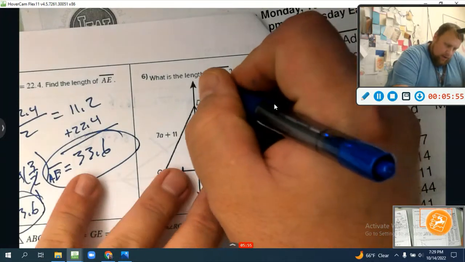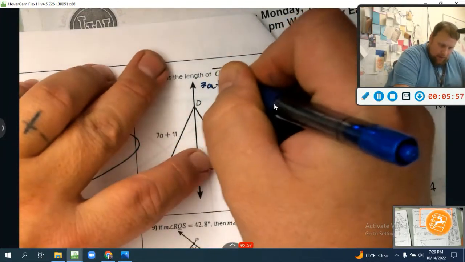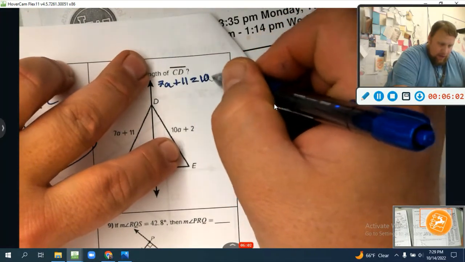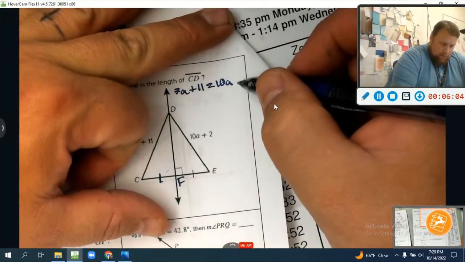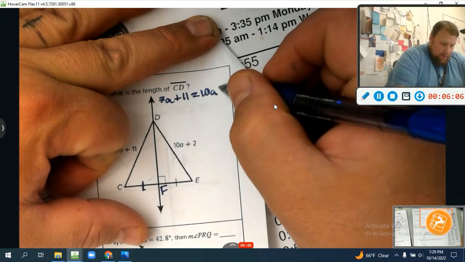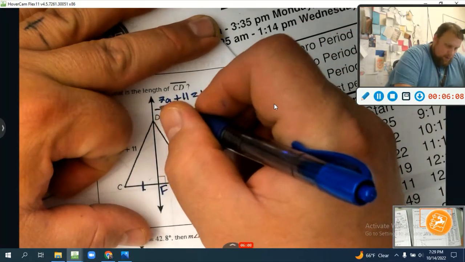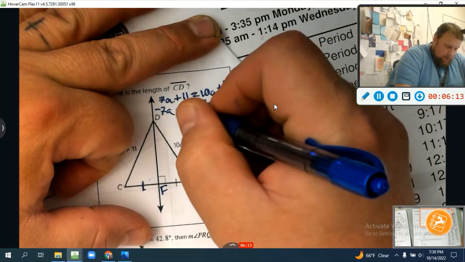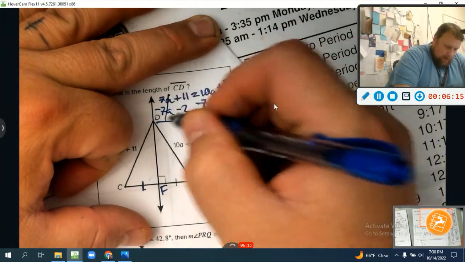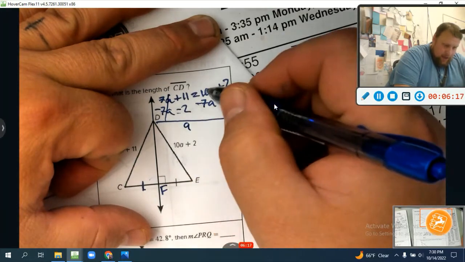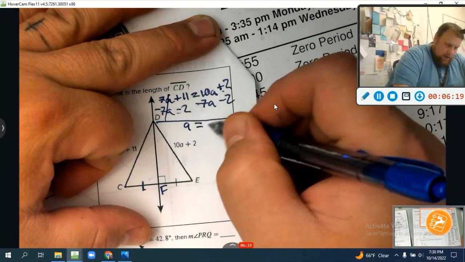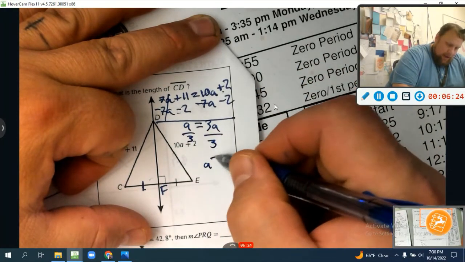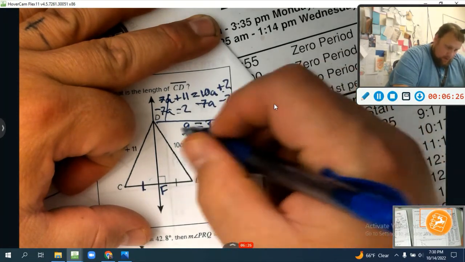I'm going to say, all right, 7A plus 11 is equal to 10A plus 2. So I'm going to subtract 7A over, and I'm also going to subtract 2 over. And what do I get? That's gone. 11 minus 2 is 9. 10 minus 7 is 3A, so 9 equals 3A. Divide both sides by 3, and we get that A equals 3.